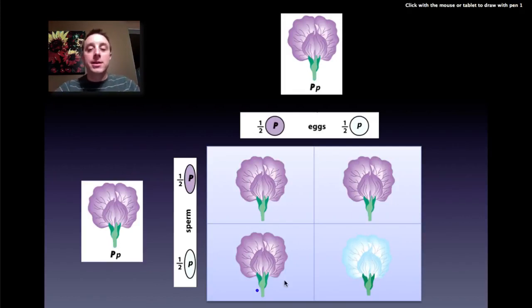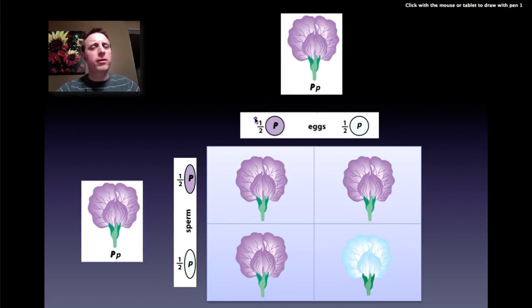And you should recognize this as the 3-to-1 ratio that Mendel saw. Okay, 1, 2, 3 purple flowers, 1 white flower. Okay, 75% purple, 25% white. So this is what we call a monohybrid cross. Mono meaning one. Okay, so we are looking at one trait here, flower color.